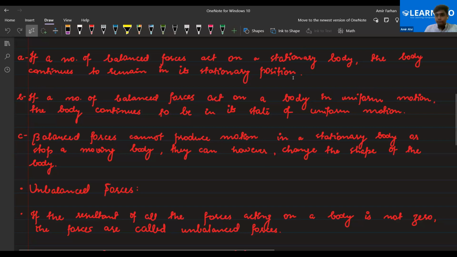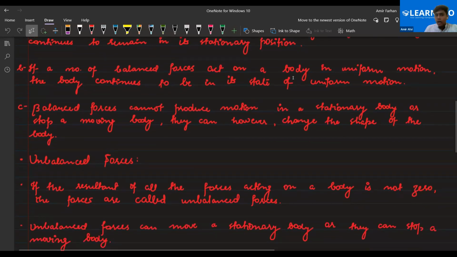Next is, if a number of balanced forces are acting on a body in uniform motion. Uniform motion means the body is moving with a constant speed. That motion is considered uniform motion, right, everyone? If balanced forces are acting on that body, there will be no acceleration and no change in speed; only the uniform motion will continue. It means the body will continue to be in its state of uniform motion. Clear, everyone?